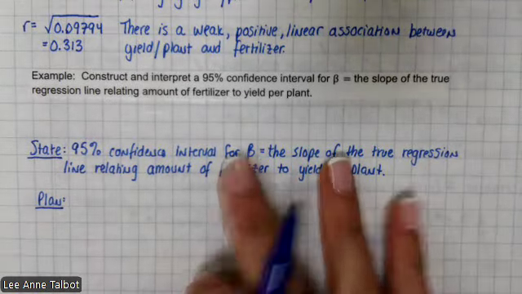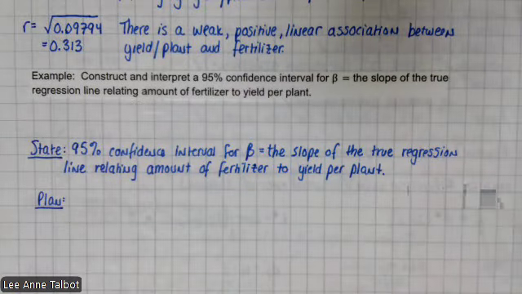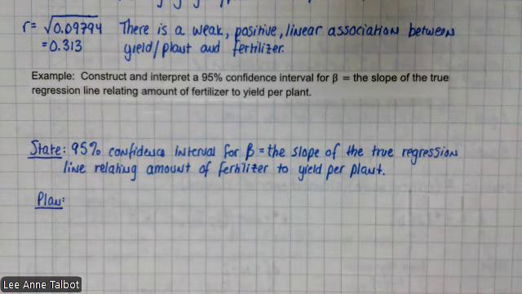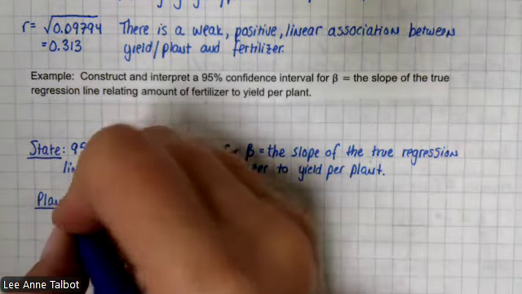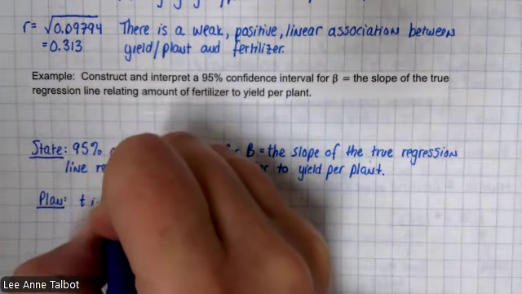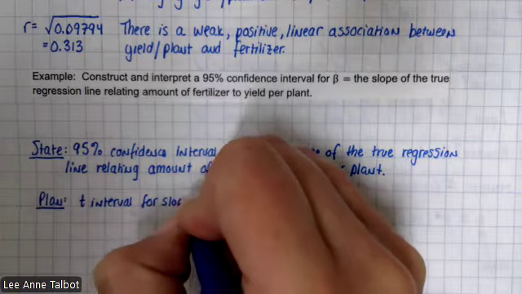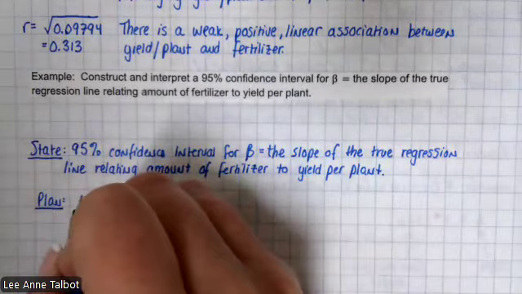Okay, now you guys see I just copied off the wording of this. It's a little bit different from the wording I gave you, but either way, we said all the stuff. We just said it in a little different order. Okay, plan. T interval for slope beta.